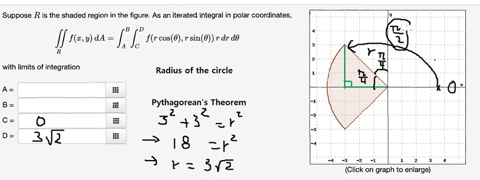Now we have π/2, that's this line here. So π/2 plus π/4, this one should be 3π/4.